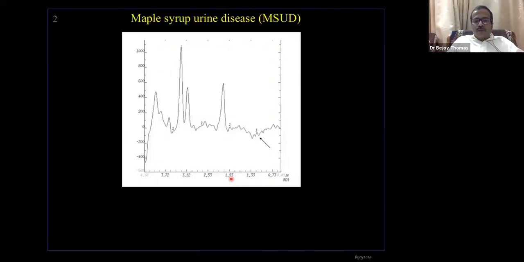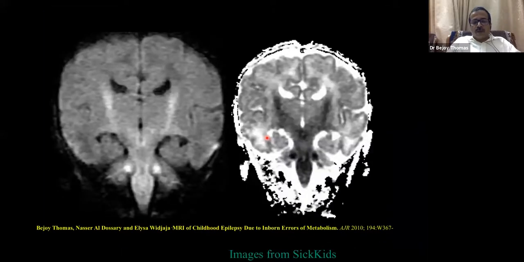And why do we need to do spectroscopy? Spectroscopy may be useful, especially when you're optimizing and normalizing the y-axis. It may be useful for post-treatment response, because your MR appearance will take more time to come back to normal, and the spectroscopy reduction in the peak may be a marker for response to therapy, especially when you're doing hemodialysis in acute crisis. This again is a very interesting case.